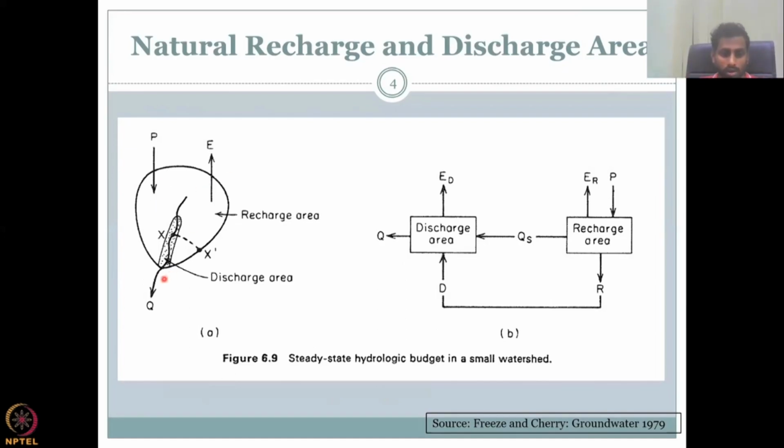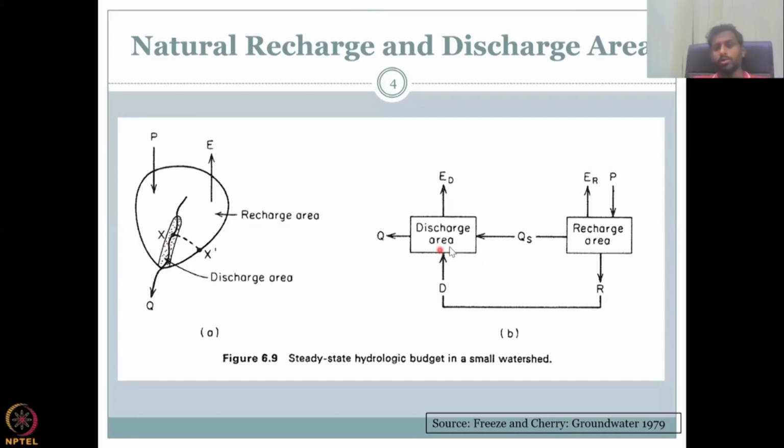What happens is along the channel, because the channel is already at a lower elevation and the groundwater potential is high in the groundwater and low in the stream, the water would discharge out. So it will move like this and come out into the river. And that is what this area is called. The dotted area is called the discharge area.